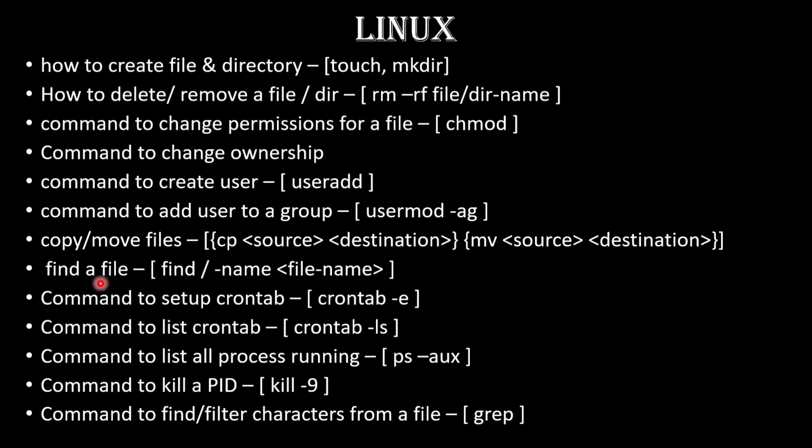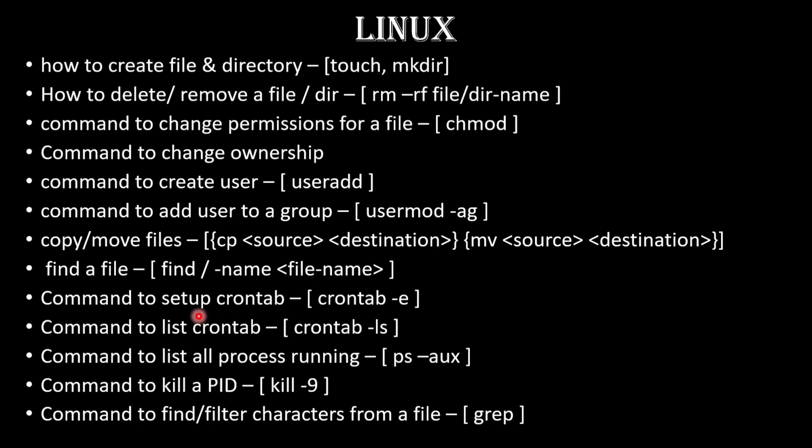In order to find a file in your virtual machine, we use the find command, from the base location slash and then hyphen name space file name. This will search all the files in that location, and your file will be picked and displayed, and you'll get the path as well.